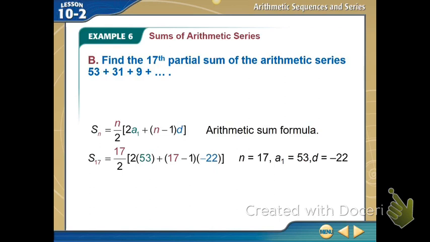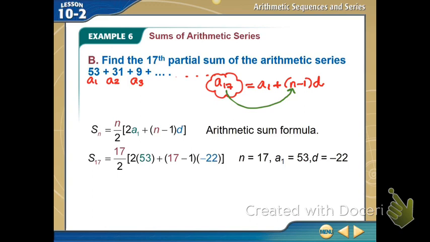Let's take a look at another example. This one says, find the 17th partial sum of the arithmetic series. So notice that here's a1, here's a2, here's a3. They actually don't find a17 for me, so I'm going to have to do that. One of the other things that I can do is substitute in for a17 the formula a1 plus n minus 1 times d, where n is going to be 17.